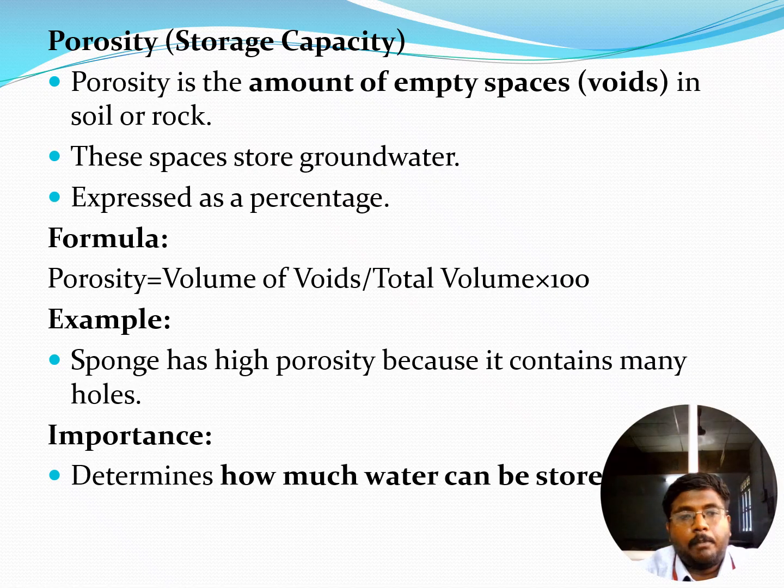Next, we see porosity. Porosity is the percentage of empty space present in the rock or soil. It dictates how much water an aquifer can store. For example, gravel has high porosity because it contains many holes. The formula to find porosity is total volume of voids divided by total volume, multiplied by 100. Next, we see the importance of porosity. It determines how much water can be stored in a particular type of aquifer.